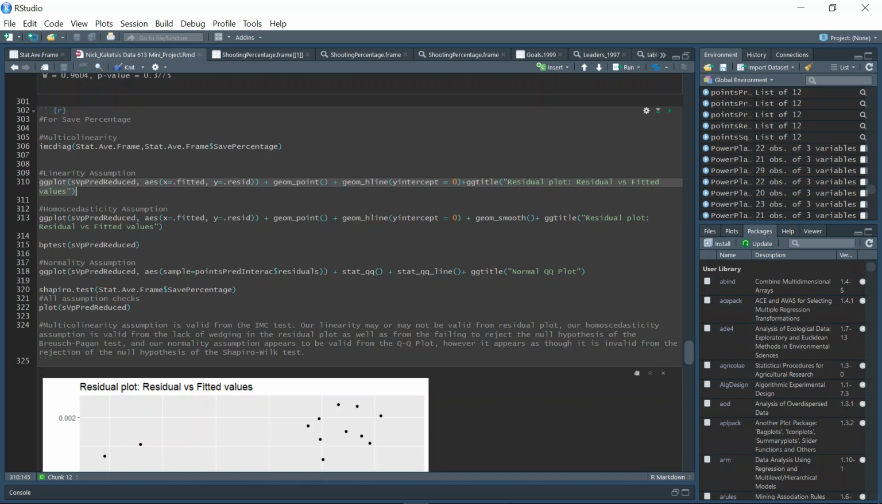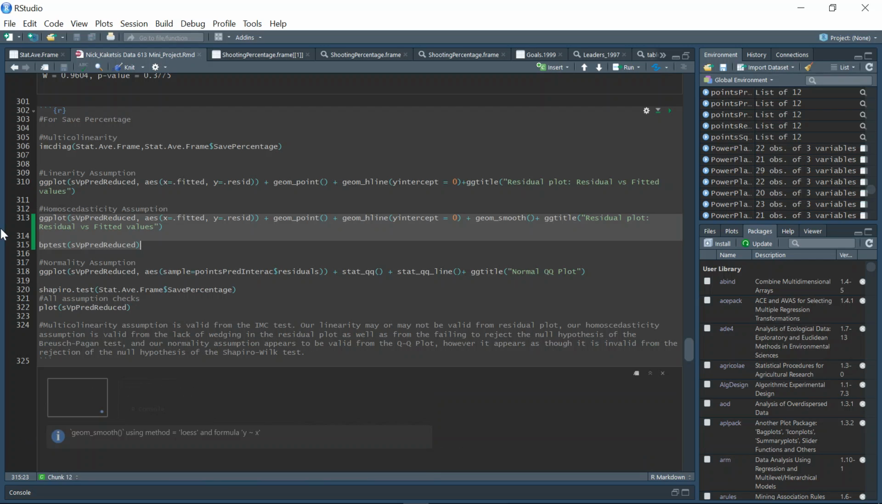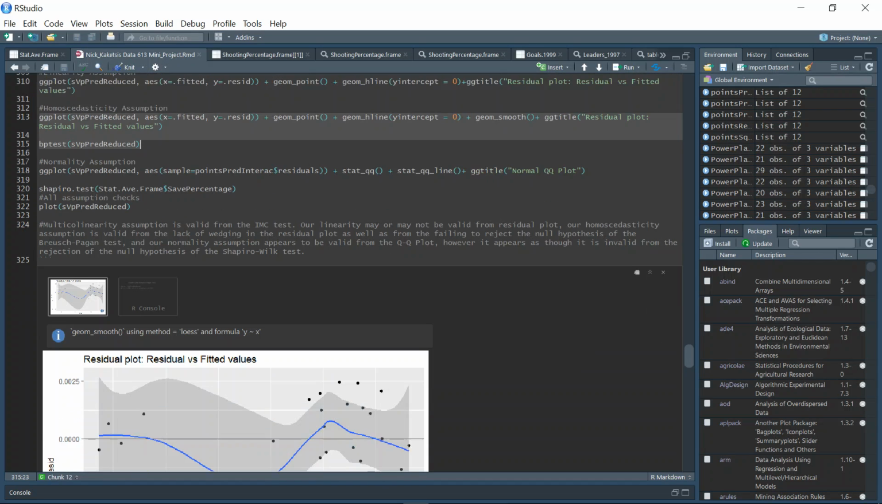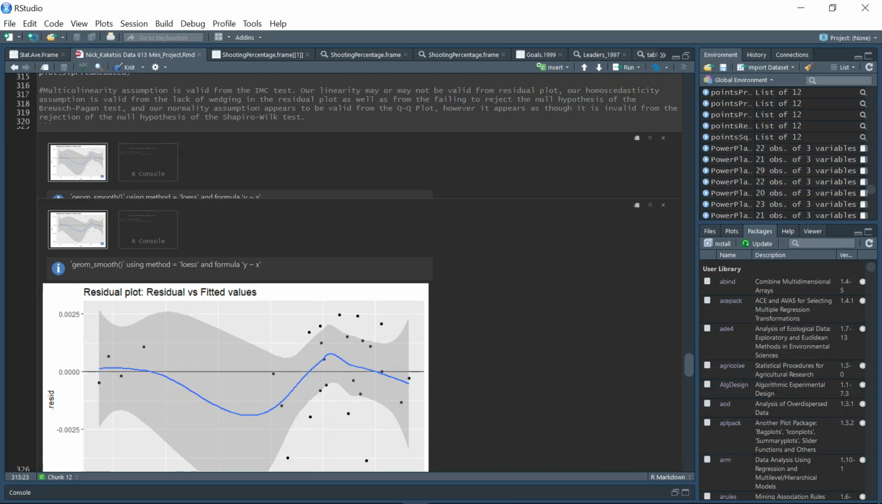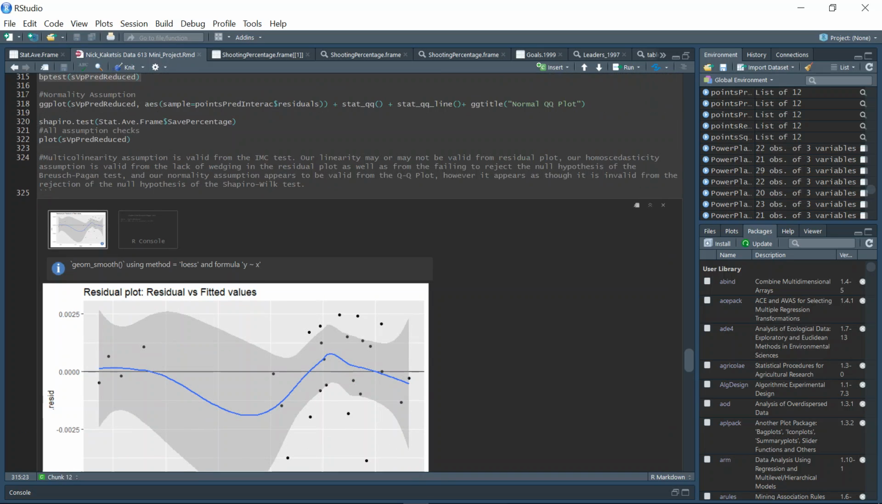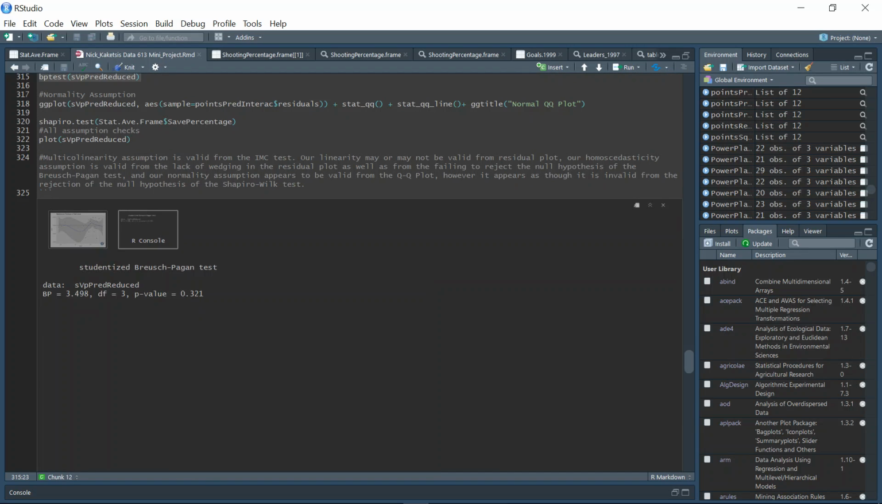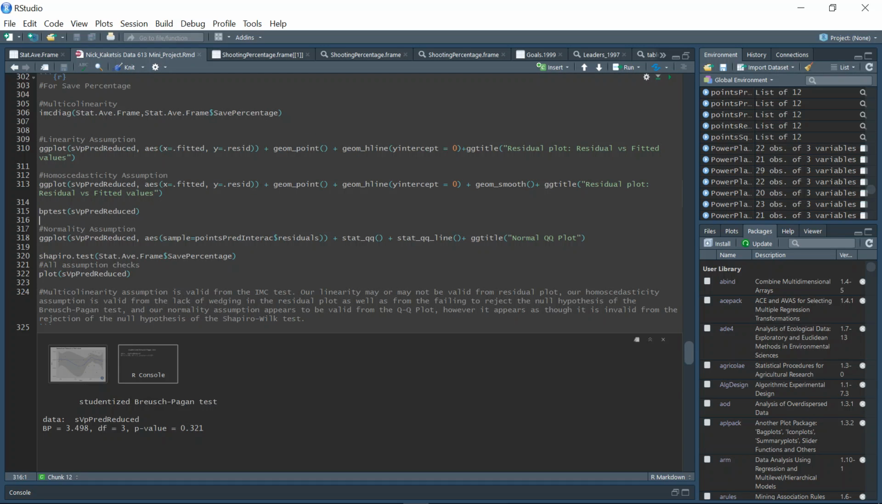Now we're going to check our homoscedasticity assumption, which is, again, equivalence of variance. I usually just run the BP test. As you can see, there's no wedging really at all here. And our BP test p-value is 0.321, meaning, again, we fail to reject our null hypothesis, which means that we believe the data is homoscedastic, or has equal variance.